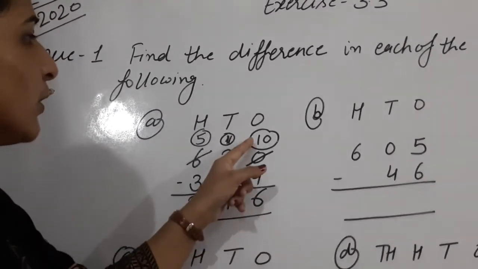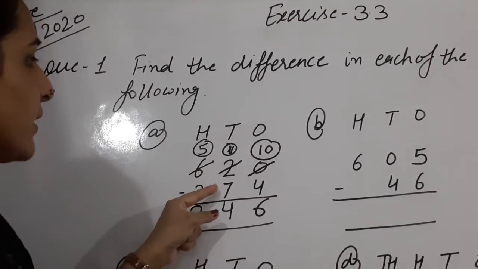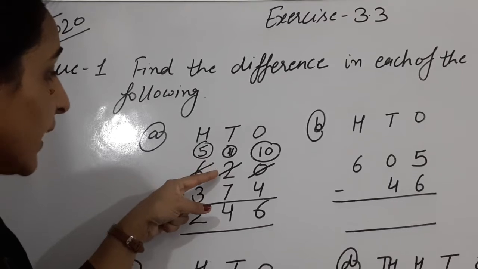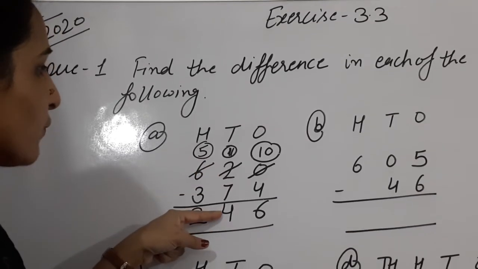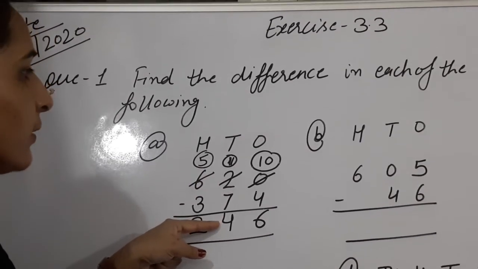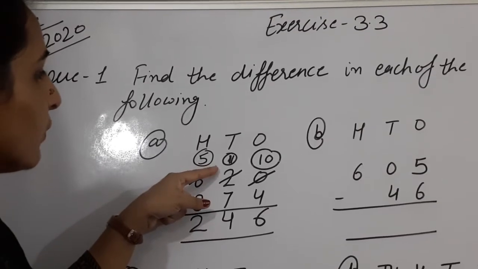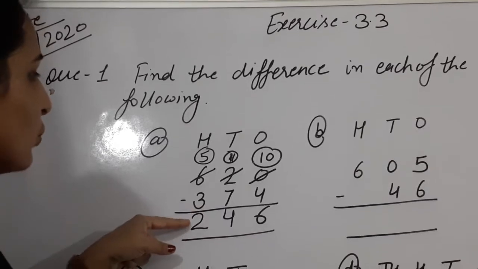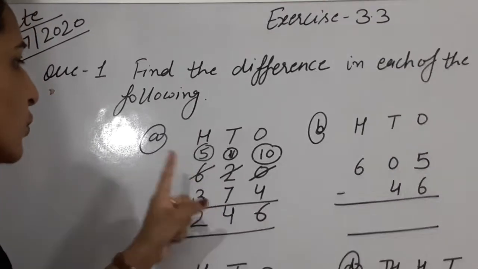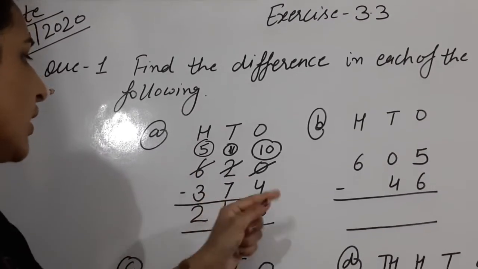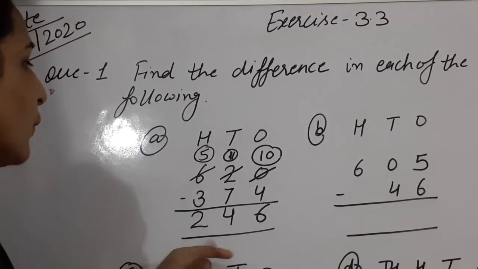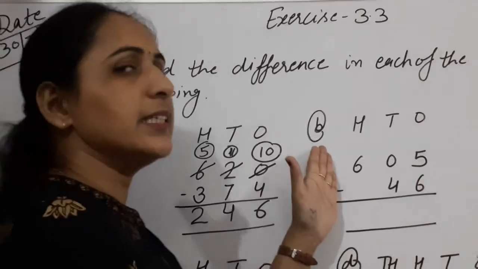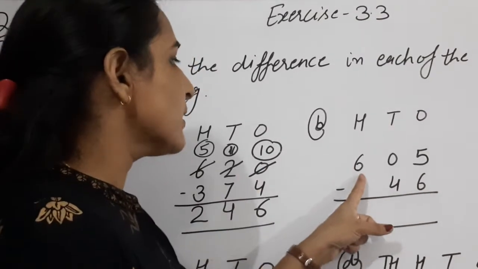We can check our answer also. 6 plus 4 equal to 10, 1 carry. Sorry, 7 plus 4 equal to 11. And one of your carry, then 12. And here is 3 plus 2 and 1 of carry, then 6. So 620 minus 374, its answer is 246.